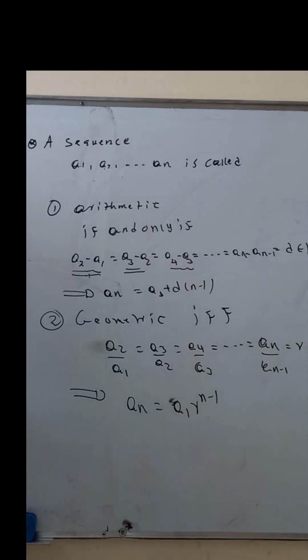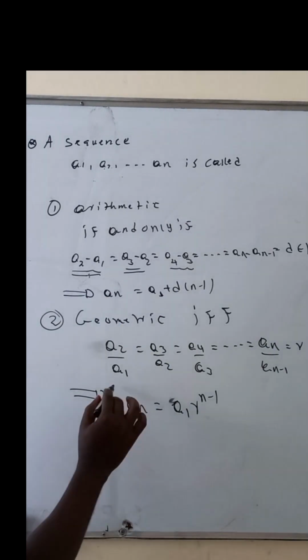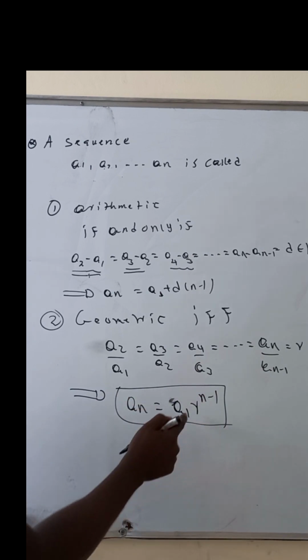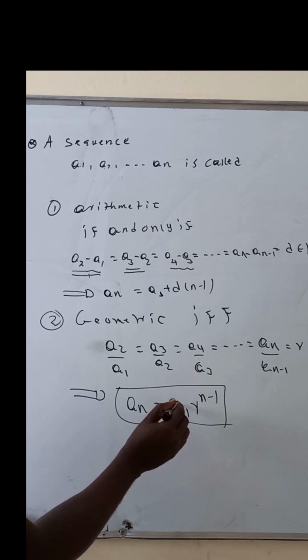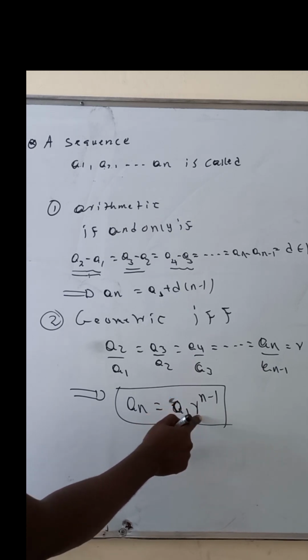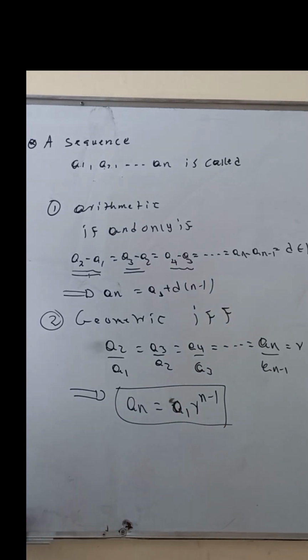This is generally how we are going to describe the general term for a geometric sequence. If this is a geometric sequence, the general term is given by a1 times r raised to n minus 1. Here a1 is the first term, r is the common ratio, and n is the index of the term. So we call this the general term for a geometric sequence.